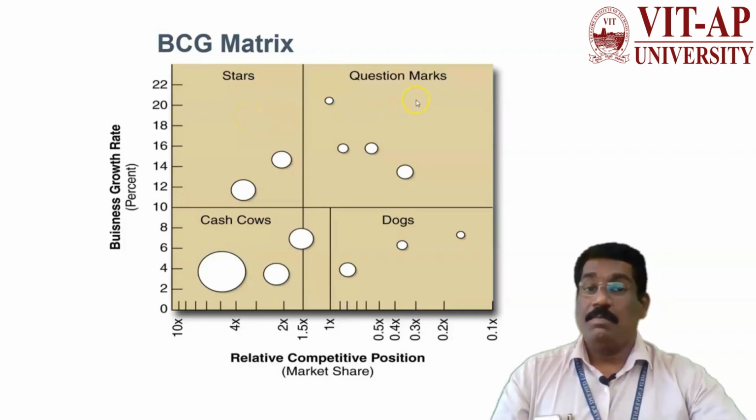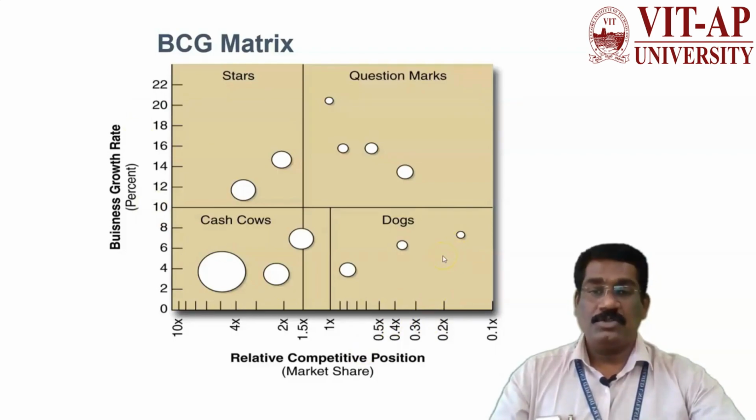And when you look at the question mark, that is like a cat on the wall situation. The market share for question mark is low, but the business growth rate is high. So we can draw a lot of inference by analyzing where the product line lies in these four quadrants. And obviously the dogs: if you look at the condition of dog, both the business growth rate as well as the market share are low.